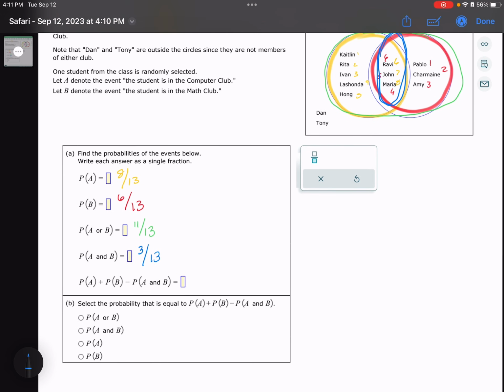I can then plug in, so it's the probability of A, which is 8 over 13, plus the probability of B, which is 6 over 13, minus the probability of A and B, which we found was 3 over 13. When we add those together and subtract, we are going to get 11 out of 13. And I get that both for what we just found and for A or B.